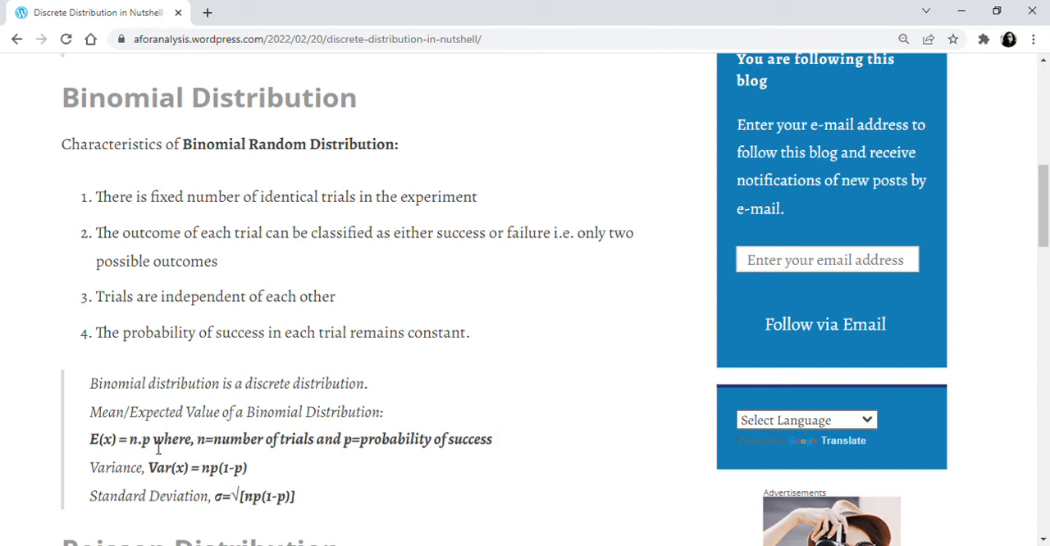Now let's look at the expected value of binomial random distribution. Here the expected value or long run average is equal to n into p, where n is the number of trials and p is the probability of success. Then we have variance, which is sometimes written as var of x. It will be equal to n into p into 1 minus p, where n is the number of trials, p is the probability of success, and 1 minus p is the probability of failure. Similarly, standard deviation is of course the square root of variance, and as you can see it is root over n into p into 1 minus p. This is about binomial distribution.